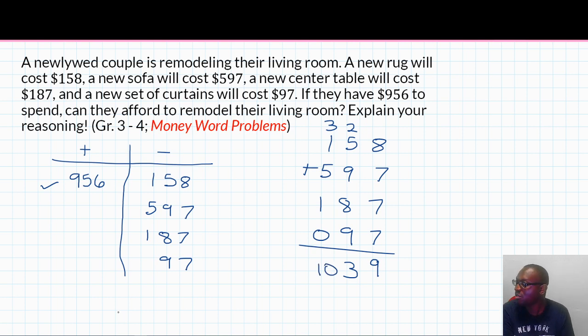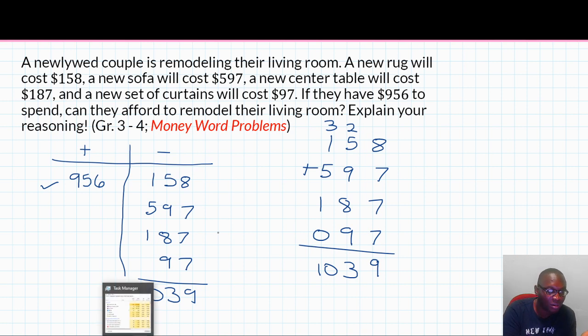So now what we have seen from this, okay, Simi, that's correct. They're over budget. Good, good. Thank you for that contribution. So we have 1,039 is the sum of all of this right here. So what you're seeing here is that they have $956 to spend, but after adding up all that they intend to spend, they have to spend $1,039. So this just tells you that they don't have enough money for what they're trying to buy.